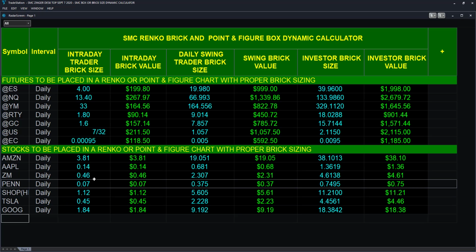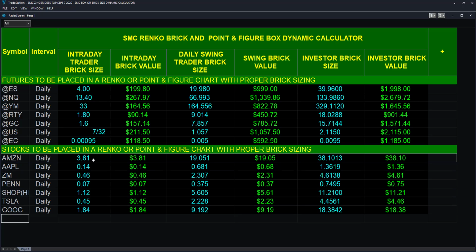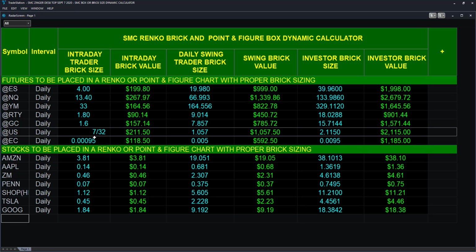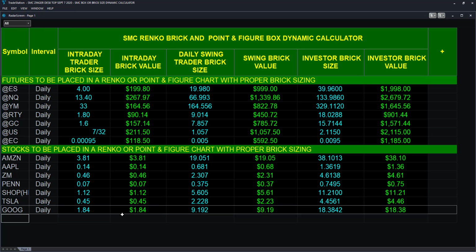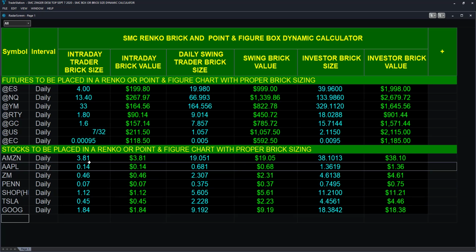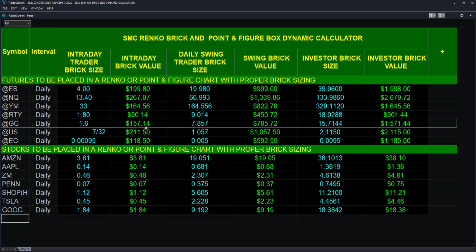Now, you may not change the brick size from day to day on Amazon or on the ES, but you've got a really good starting place, and you've got an automatic calculator that'll tell you how much each brick is worth. And we will soon have something you can put right on the chart that'll calculate whatever brick size you've put in, so you'll know what that is worth. Of course, when you're trading stocks, the brick size is dollars and cents, pretty easy, but futures are leveraged, so this is an automatic calculation. That's what that's about if you're not familiar with futures.